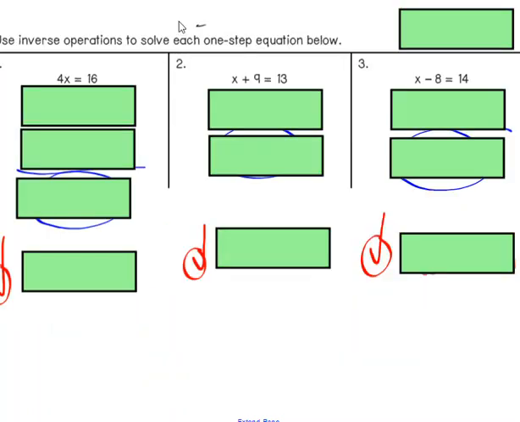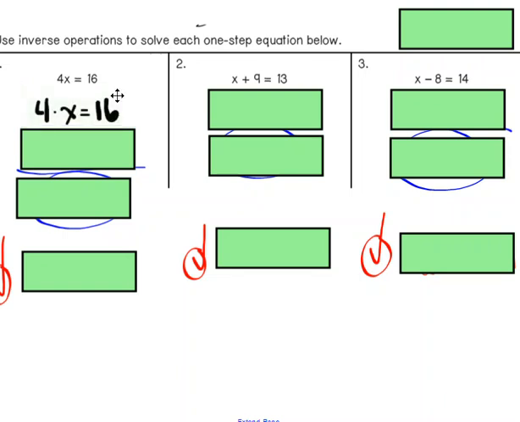All right, so back to these right here. Use inverse operations to solve each one-step equation below. Well, the first question we should ask ourselves is, what is happening to the variable? What operation is being performed with that variable? Well, when we see this right here, we know that we're multiplying 4 with the variable. So we're multiplying the variable, and the question then is, what do we do to undo that? And so you ask, what's the inverse of multiplication?